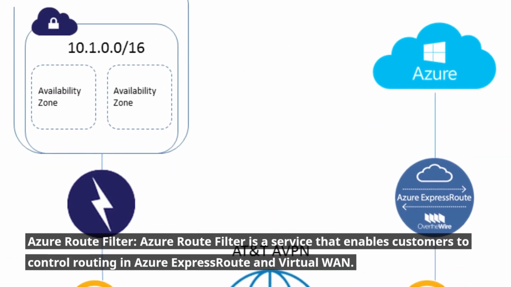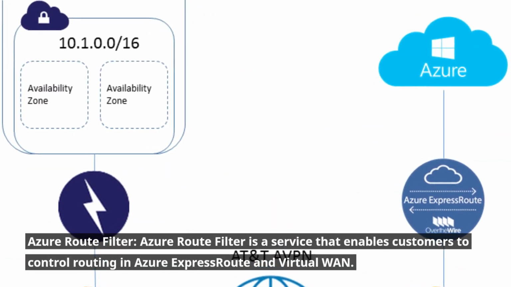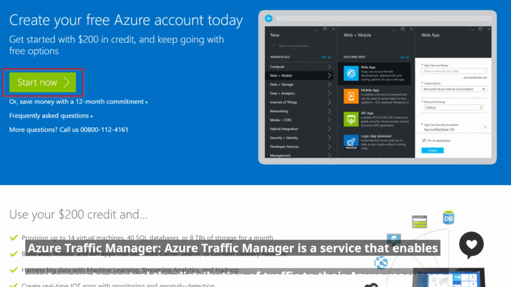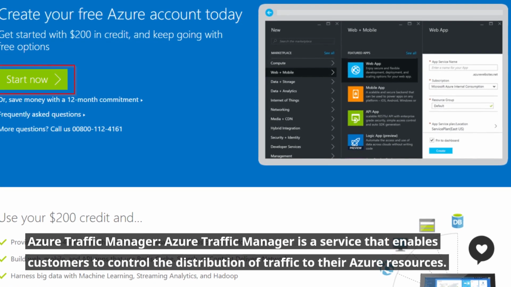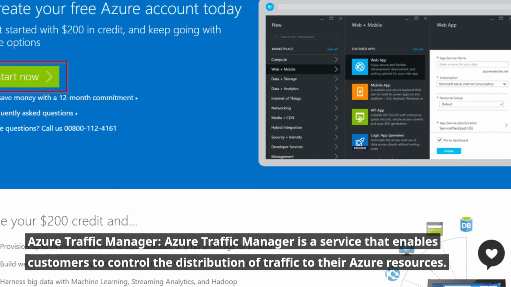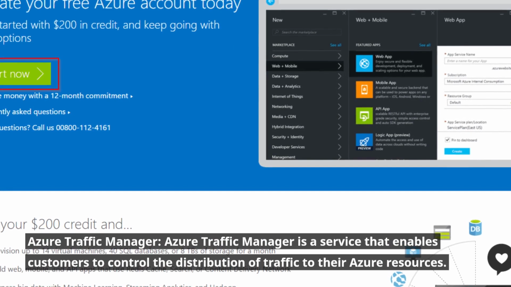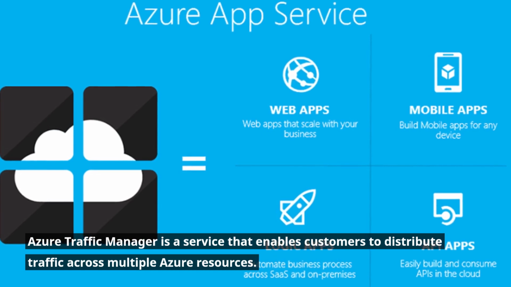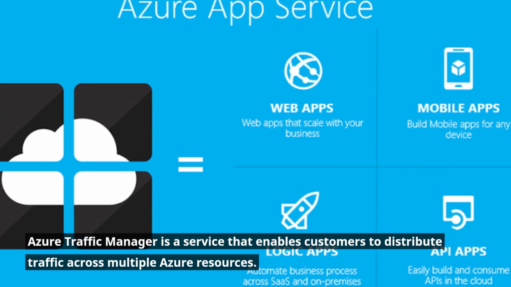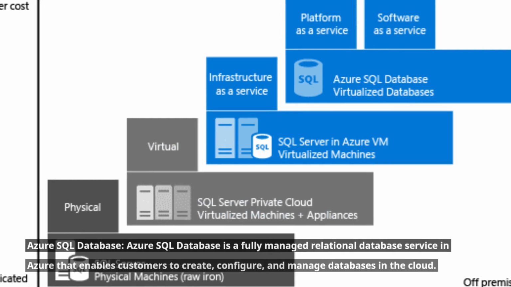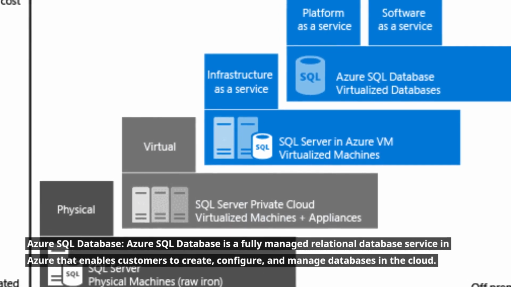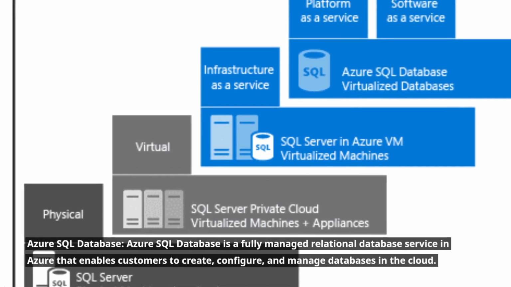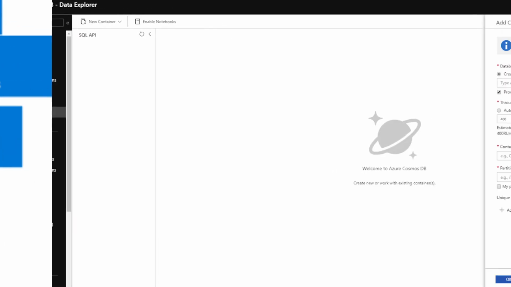Azure Route Filter. Azure Route Filter is a service that enables customers to control routing in Azure ExpressRoute and Virtual WAN. Azure Traffic Manager. Azure Traffic Manager is a service that enables customers to control the distribution of traffic to their Azure resources. Azure Traffic Manager is a service that enables customers to distribute traffic across multiple Azure resources. Azure SQL Database. Azure SQL Database is a fully managed relational database service in Azure that enables customers to create, configure, and manage databases in the cloud.